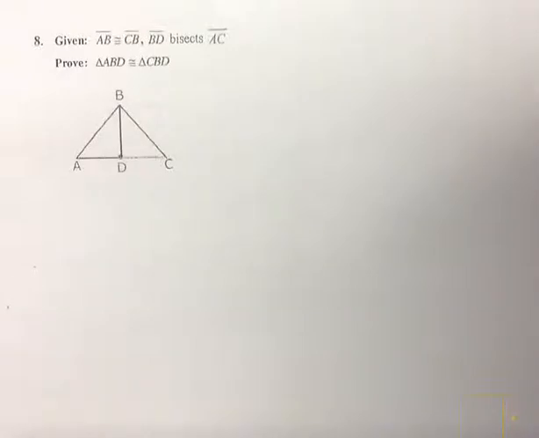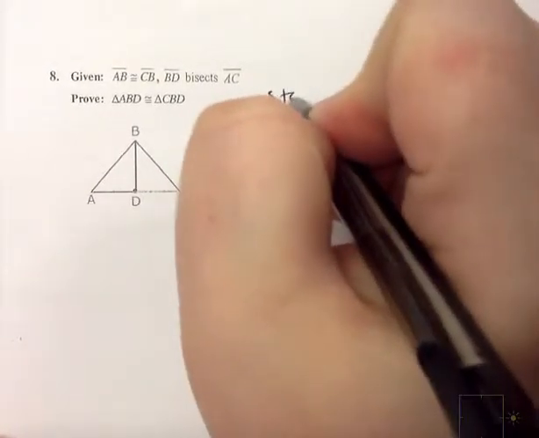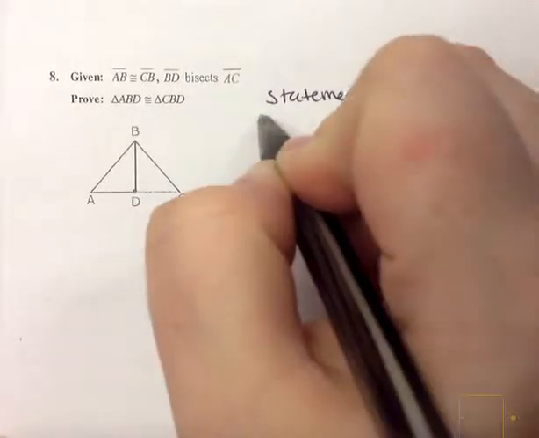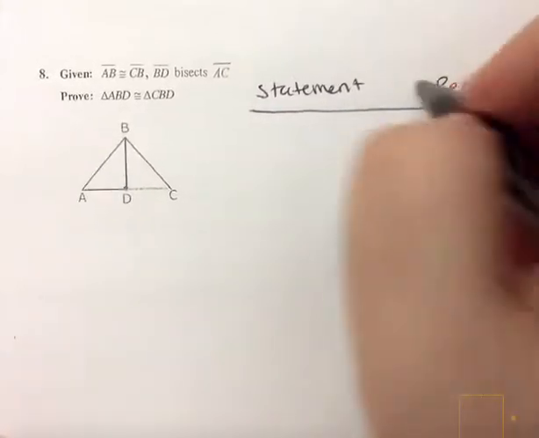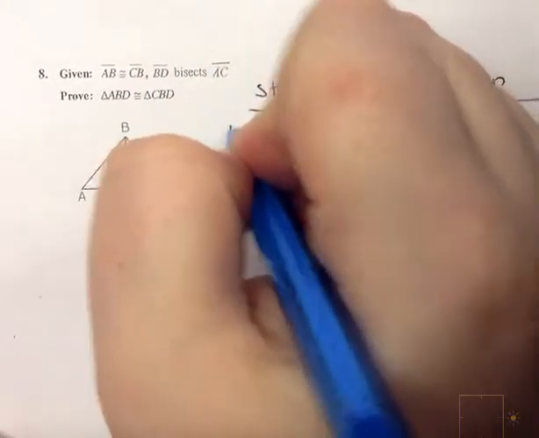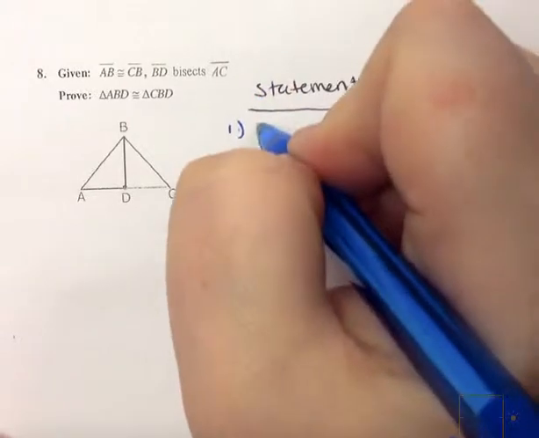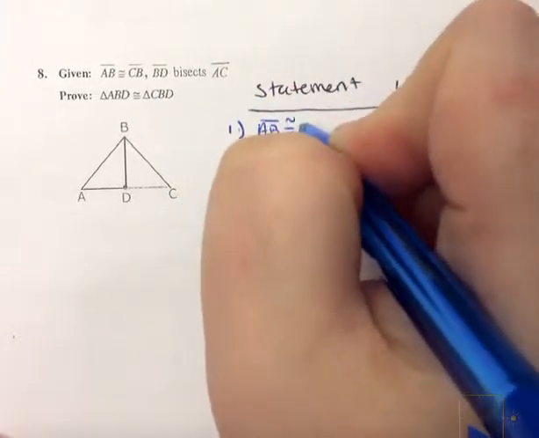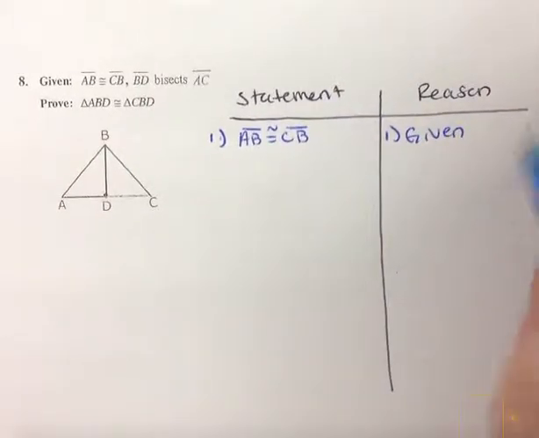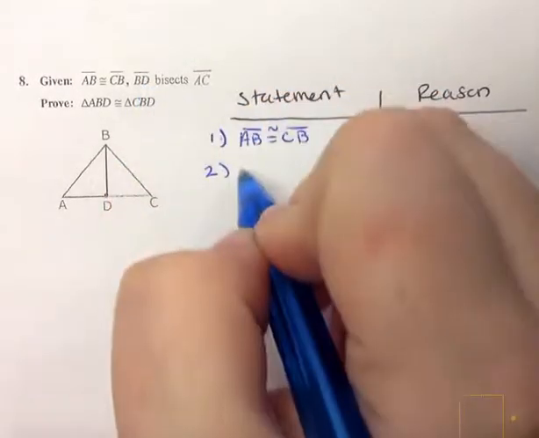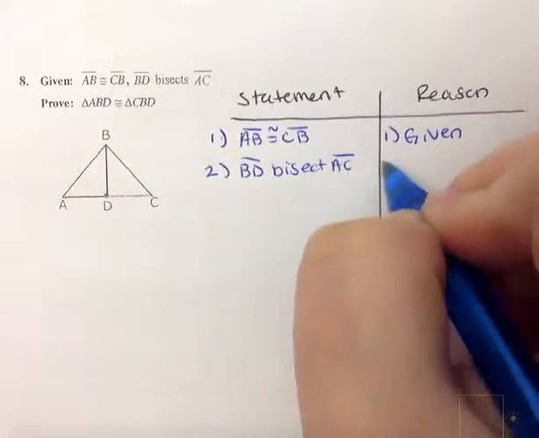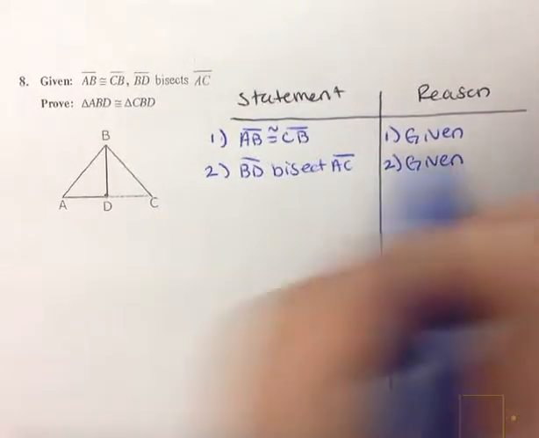Our last proof we have to do all on our own, so that means we need to write out statement and reason. We do not know how many statements and reasons there are, so we're just going to make a 2-column proof. We're going to start. So statement 1, your first given, segment AB is congruent to segment CB. First reason is given. Second statement is your given: segment BD bisects segment AC. Reason, given. Those are all of our givens.